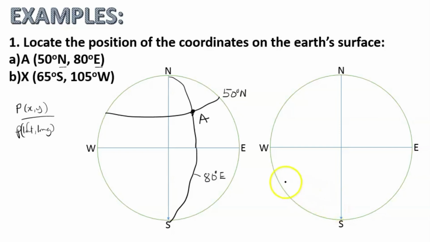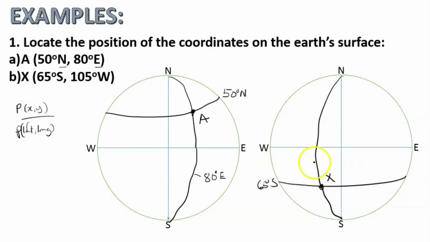So meaning we are going to come towards the southern side, the southern hemisphere. Take any arc of convenience. So this is latitude because it's south, so this is going to be 65 degrees south. Okay, and we have our longitude, which is 105 degrees west. So we are going to draw it towards the west. Where they meet, the point of intersection happens to be our point X. I believe you understand this.